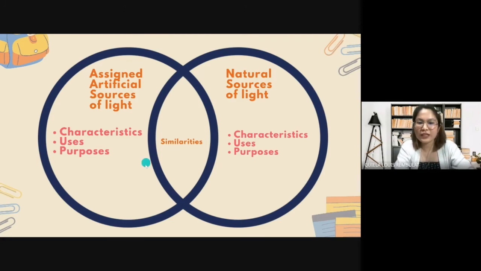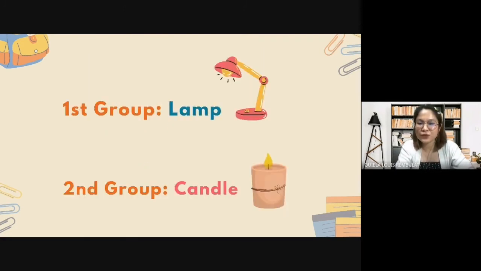Very good. So I will give you 10 minutes to do this activity, and for group one, you will have the lamp for artificial, then for group two, you will have the candle. So group one is Princess and Jaisel, and the second group is Berenice and Ayesa. Is that clear? Do you have any questions? Yes. Give teacher a thumbs up.